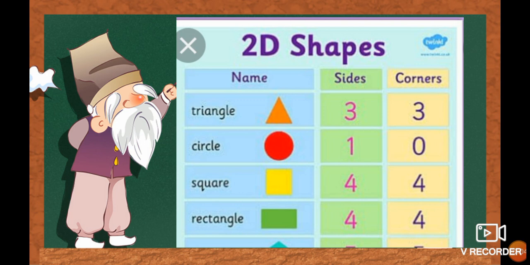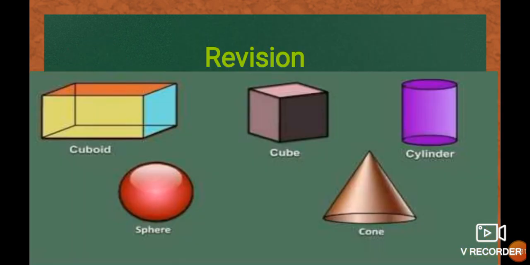Now let us have a look. Triangle, you have learned in first grade. Triangle has 3 sides, 3 corners. Circle has 1 side, a curved side, and no corners. Square has 4 sides, 4 corners. Rectangle also has 4 sides, 4 corners. This you have learned in first grade. I am just revising.